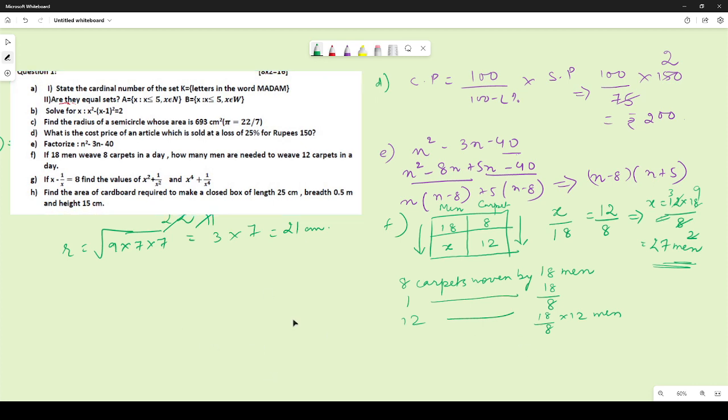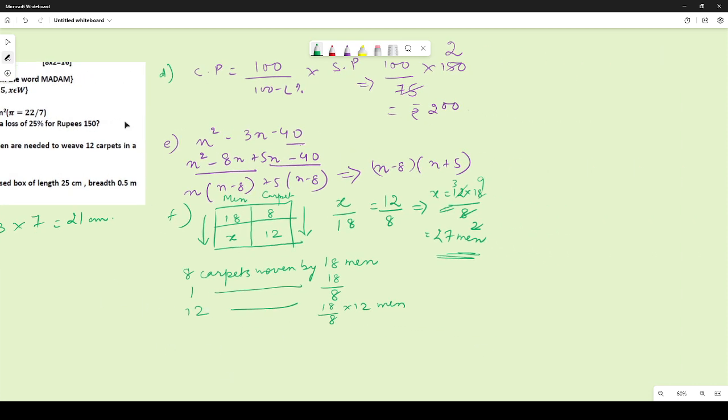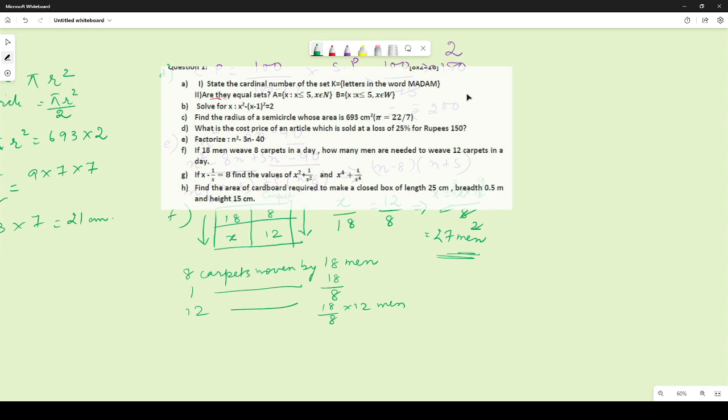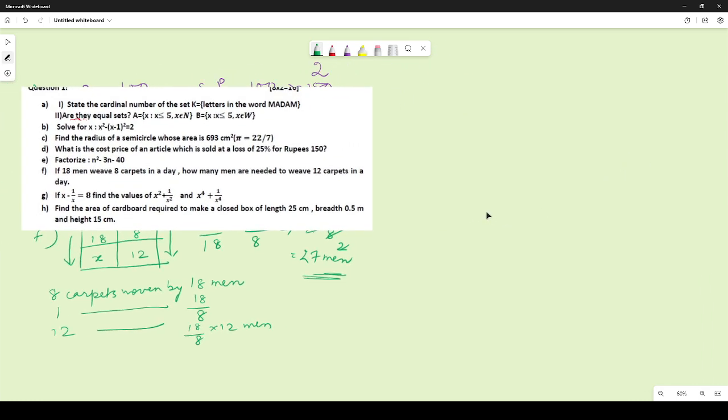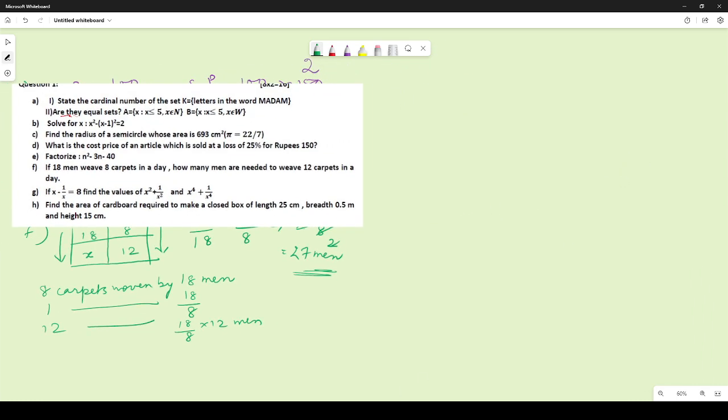Now let us move on to the next question in this segment, and let us take this up. So if x minus 1 by x is equal to 8, find the values of x square plus 1 by x square and x to the power 4 plus 1 by x to the power 4. Many of you left it over here, which was half the sum.